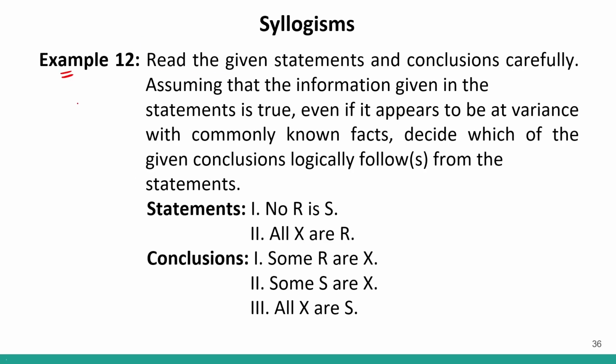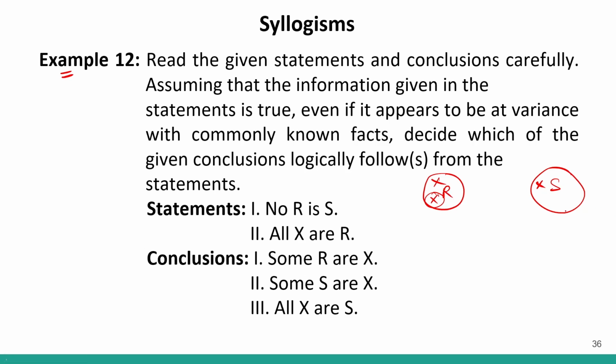Example number 12. 2 statements, 3 conclusions. Statement 1 says no R is S. So R and S are separate entities. They will not overlap. All X are R. That means X will be a subset of R. All X is a part of R.